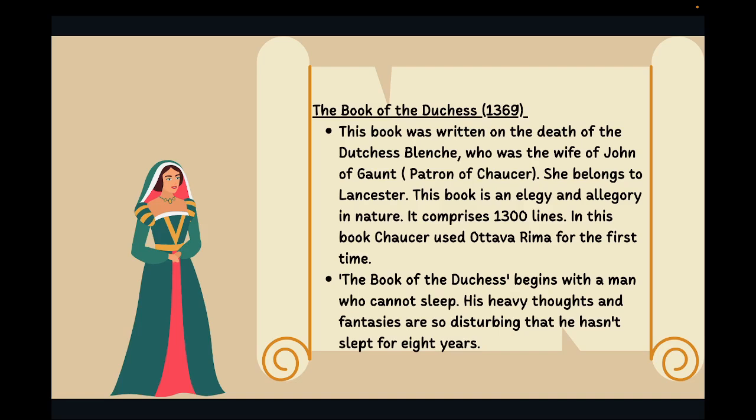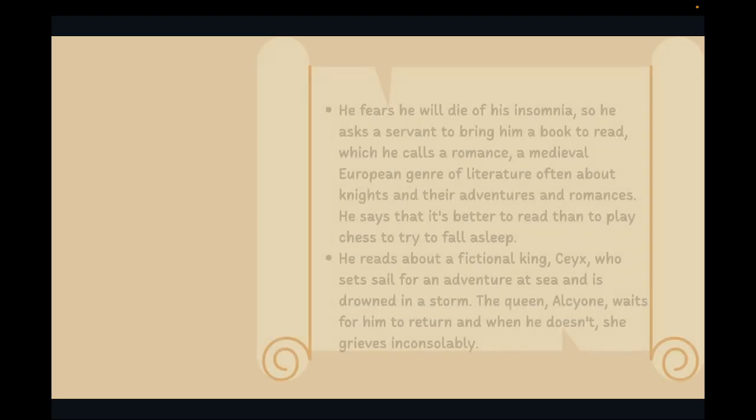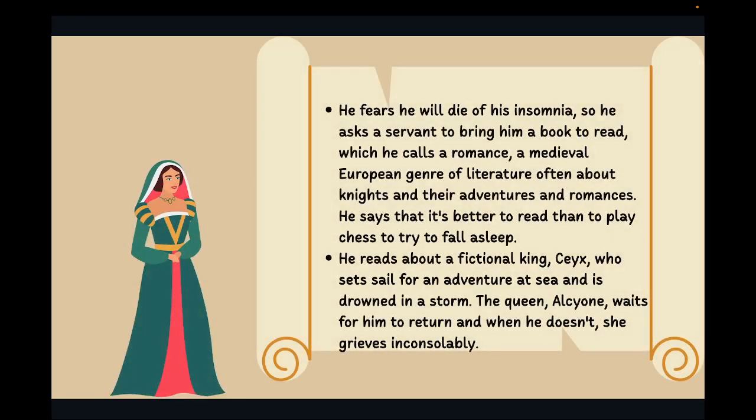Now, the Book of the Duchess begins with a man who cannot sleep. His heavy thoughts and fantasies are so disturbing that he hasn't slept for 8 years. He fears he will die of his insomnia, so he asks a servant to bring him a book to read, which he calls a romance. Romance is a medieval European genre of literature, often about knights and their adventures and romances. He says that it's better to read than to play chess to try to fall asleep. I think Magnus won't agree with that.